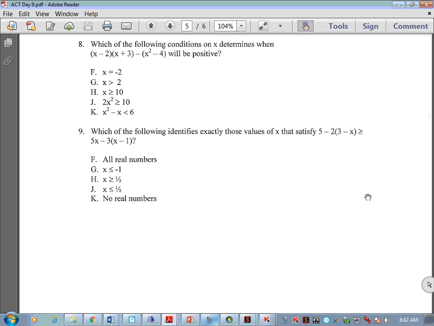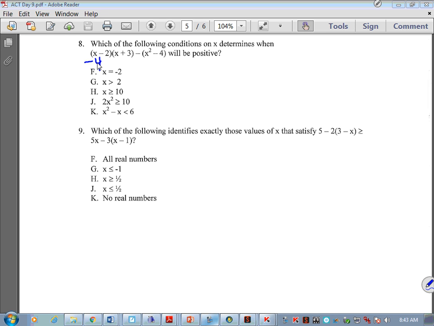So let's see. I haven't actually got this all worked out, but which of the following conditions when x will be positive? What we can do is we can test it. Okay. So let's look at this here for a second. If x equals -2 here, right? Well, -2 minus 2, that's going to be -4. Let's do some tests. So that would be -4.